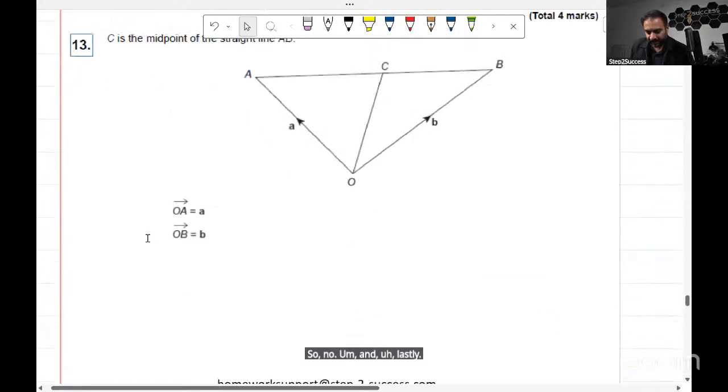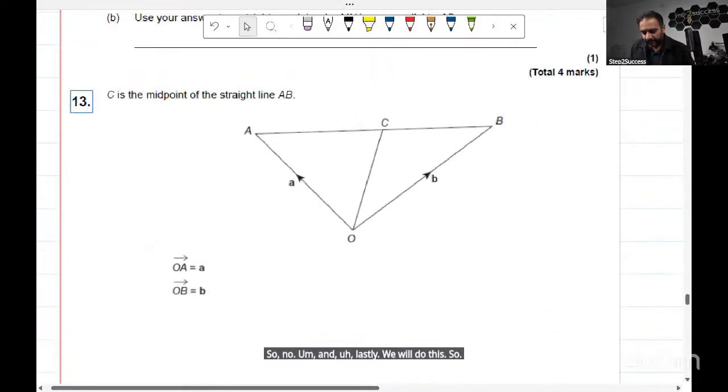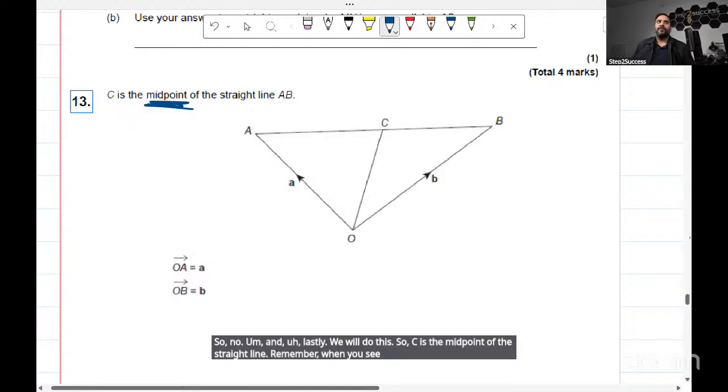And lastly, we will do this. So C is the midpoint of the straight line. Remember, when you see midpoints in vectors questions, you should celebrate because it does make life much easier.